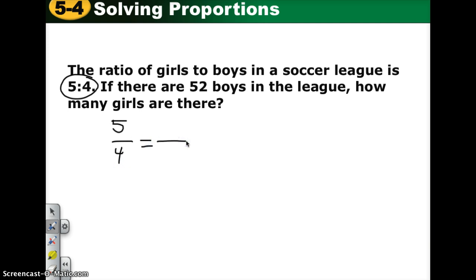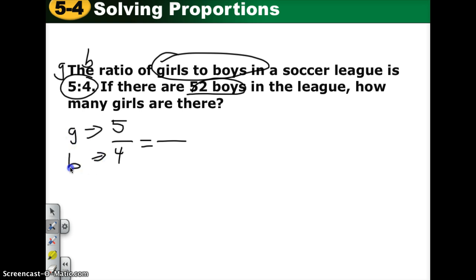So we've written that in ratio form like a fraction. Now, the ratio of girls to boys means the first number represents the girls, the second number represents the boys. So if there are 52 boys, the 5 represents girls, the 4 represents boys because of the order it's written in, then boys has to be in the same position as it was in the first ratio. So 52 would have to go in the denominator. If we don't get them in the proper spot, then we're not going to be able to solve this.